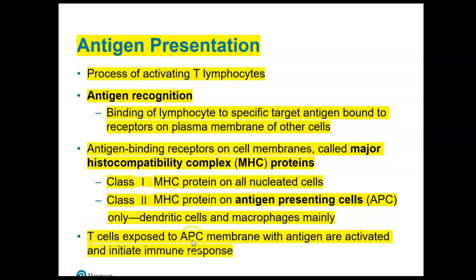T cells are exposed to the APC membrane, the plasma membrane of the dendritic cells and the macrophages. When those dendritic cells and macrophages engulf something and break it down, the antigen portion, they can then push it out to the surface of their plasma membrane, and that's antigen presentation. All right. Then they present that antigen, they come in contact with a T cell, and when that T cell is exposed to that antigen, if it binds to it, then that's antigen recognition. That will activate the T cell and start the immune response.